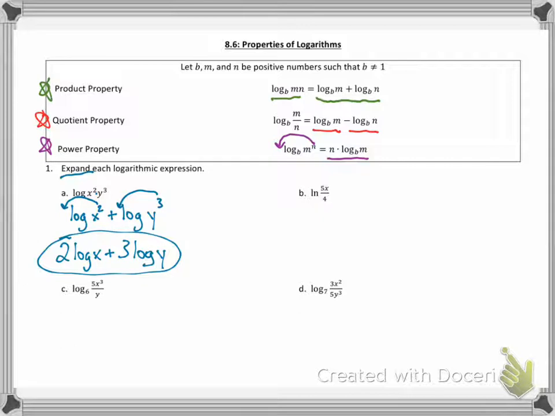Most of these problems, you're going to have a couple of steps in which you'll expand everything. So again, all I'm doing is matching the properties from up top. I saw multiplication, I broke it apart using addition. I then look at the powers, throw them out front, and they act as multipliers to the log function themselves, and that's it. That's how we expand. Log x squared y cubed is the same thing as 2 log x plus 3 log y.